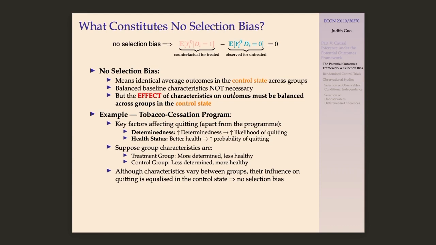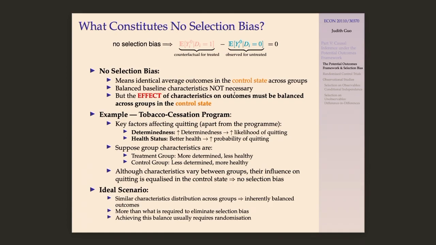Okay? Think about it, being more determined offsets being less healthy. And for the control group, being more healthy offsets being less determined. So we can reach a balance between the two groups in terms of the effects, such that the mean outcome is the same in the absence of the treatment.